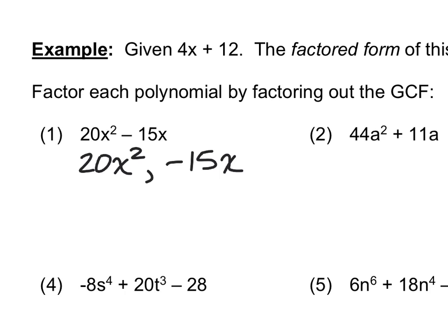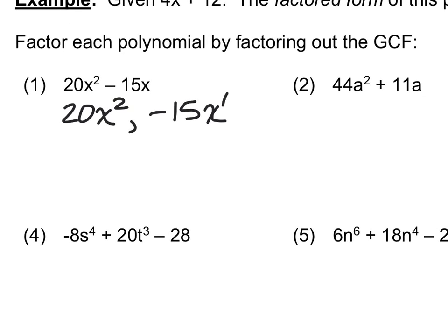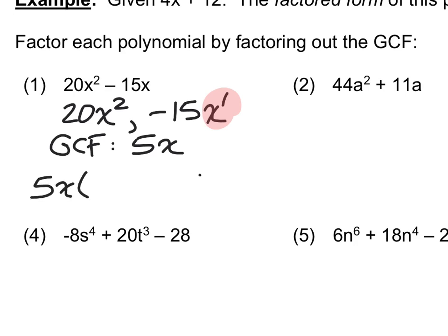So yeah, we got the 5 there. Now, looking at my exponents, I have x to the second, x to the first, right? So I'm going to choose the one that has the lower power. So put it all together, I'm looking at a GCF of 5x. That's what's going in front of the parentheses. Then what I'm going to do is divide each one of these original terms by that GCF.